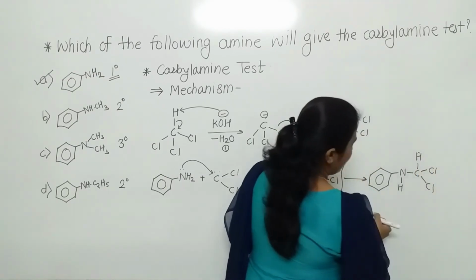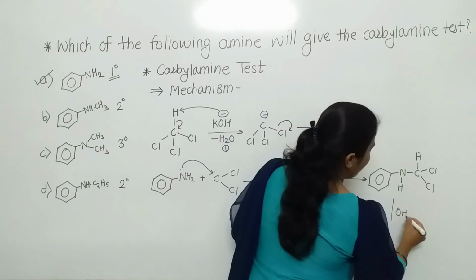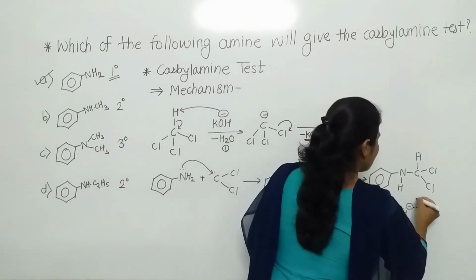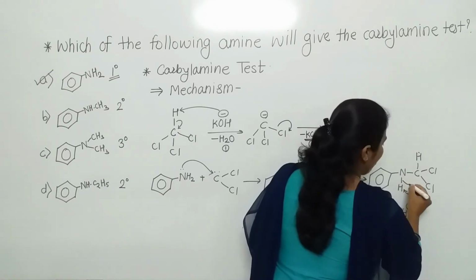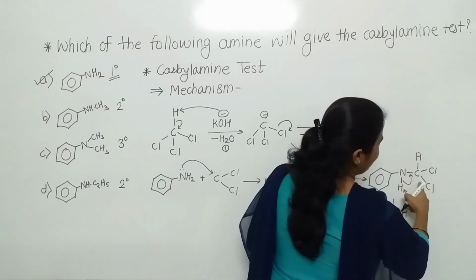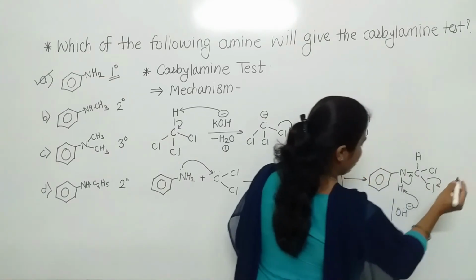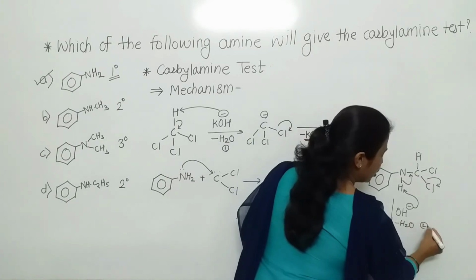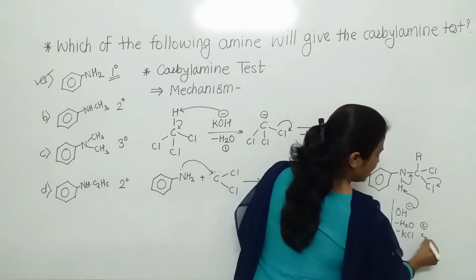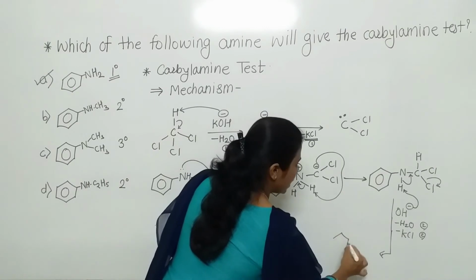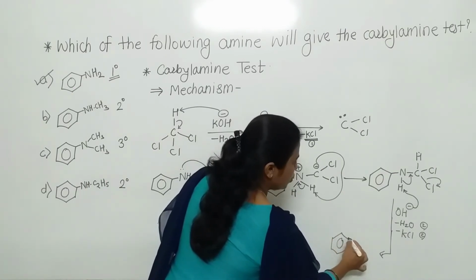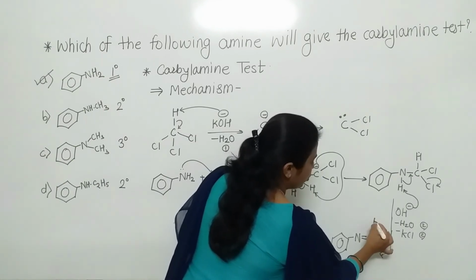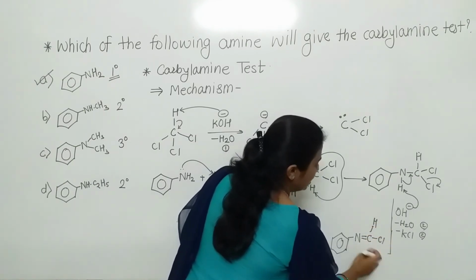So here we get the benzene ring, nitrogen with only 1 hydrogen, carbon with 1 hydrogen and 2 chlorine atoms. After that, OH minus from the KOH will abstract this proton, and the bond will be shifted here. Again 1 Cl will get removed. Means in this reaction the second H2O molecule and second KCl are also removed. We get here the benzene ring, to that nitrogen, double bond carbon, hydrogen and 1 chlorine.